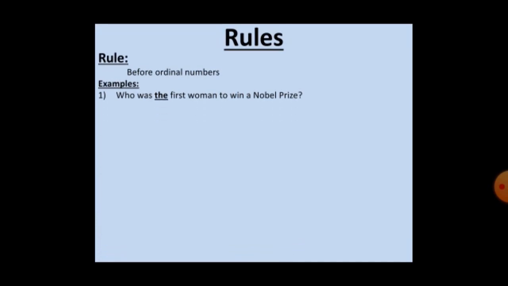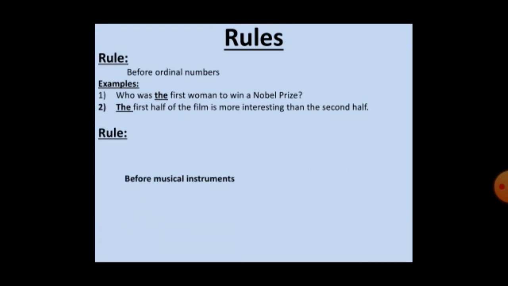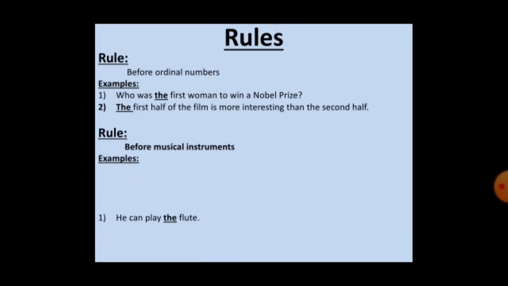Okay, so now the next rule is before ordinal numbers like the first, the second, the fourth. Like this we use the definite article. For example, who was the first woman, or the first half of the film. And the next rule is before musical instruments, like he can play the flute, he can play the guitar, like that.